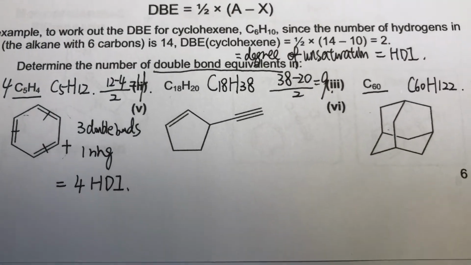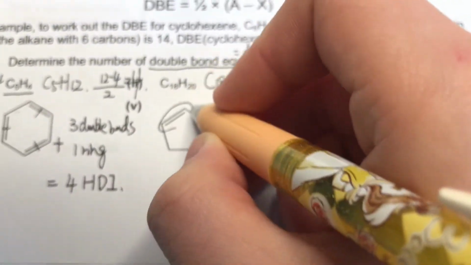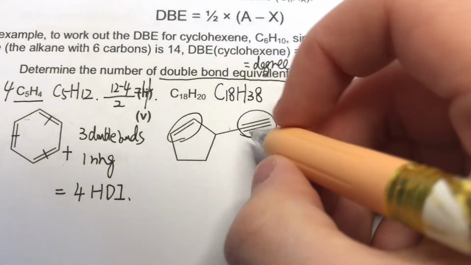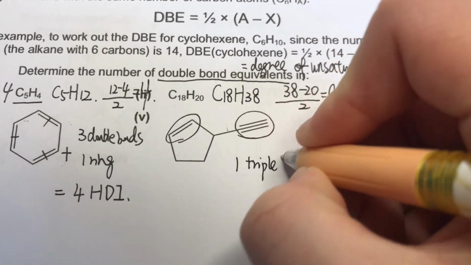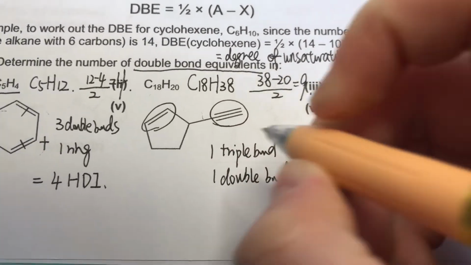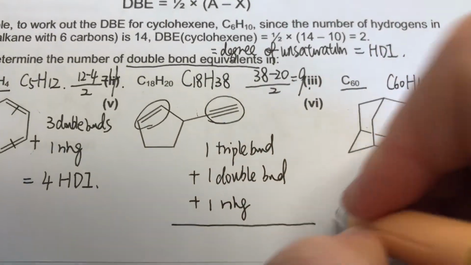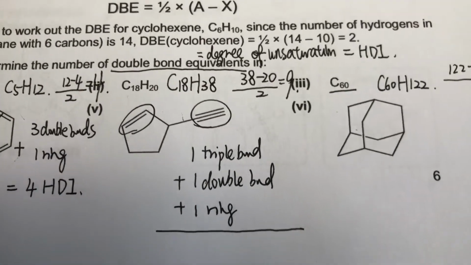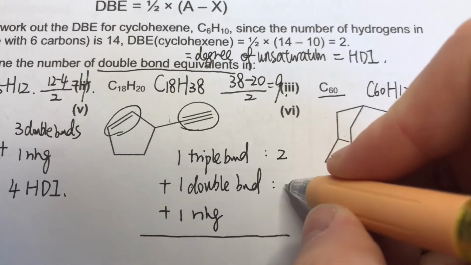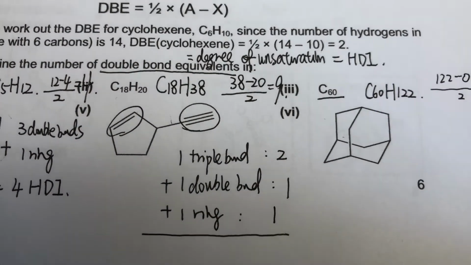Look at this molecule, we can discover that there is a triple bond and a double bond. And don't forget about the ring structures. So we know for each triple bond, there are 2 degrees of unsaturation. For a double bond, there is 1 degree of unsaturation. For a ring, there is also 1 degree of unsaturation. So the total should be 4.